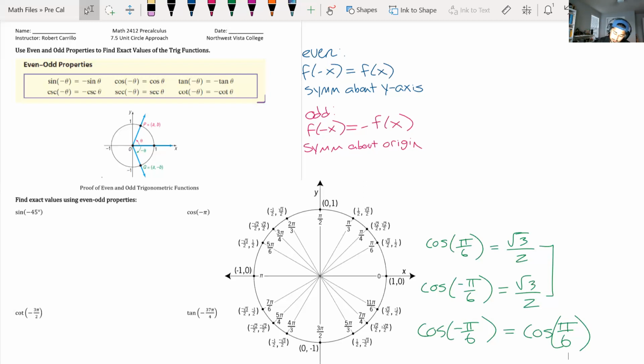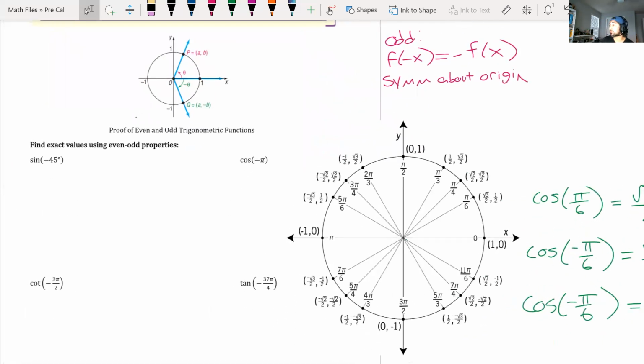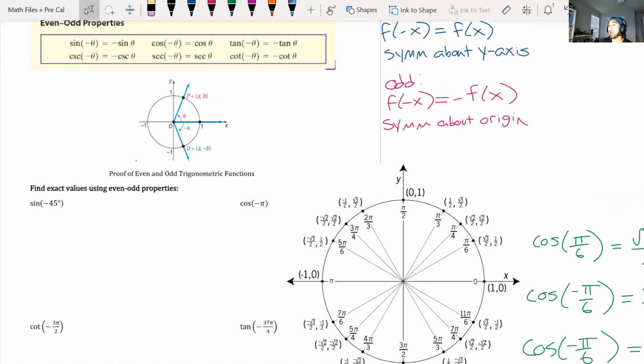Okay. So using our even and odd properties above, let's go ahead and find the exact values of these trig expressions. So the sine of negative 45 degrees. By the above, how could I rewrite this trig expression? So regular 45 degrees, it would be the square root of 2 over 2. So just negative square root of 2 over 2.